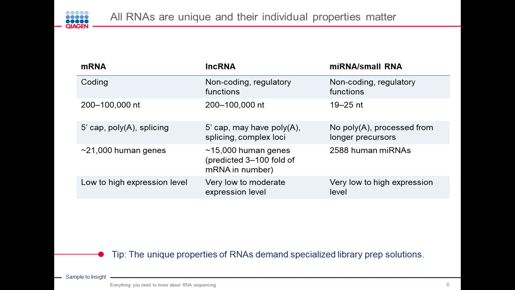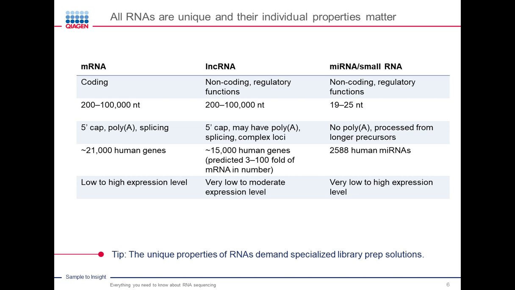Very importantly, all RNAs are unique and have individual properties that matter. So your mRNAs are coding. There are approximately 200 to 100,000 nucleotides. They have a 5' cap. They're polyadenylated. There's more than 21,000 human genes. And they have the entire expression range, so very low to very high. Long non-coding RNAs are different from mRNAs in that they may or may not have the polyadenylation site. And they also have very low expression to moderate expression.